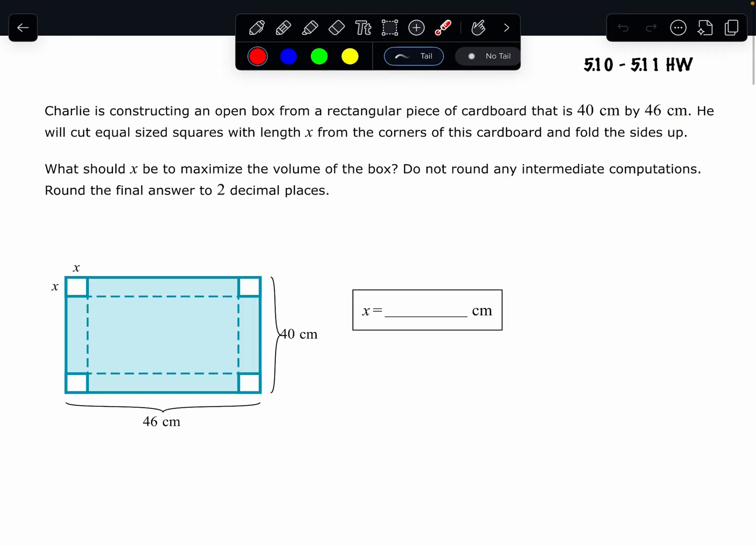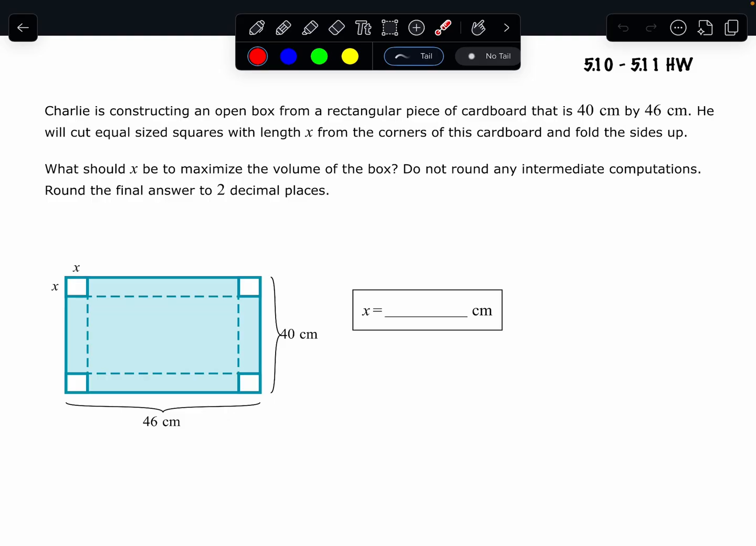So it's given us dimensions. We have 40 centimeters and 46 centimeters here. He will cut equal size squares, so these will be the same length. All of these squares right here are going to be equal length. So x, x, x, x. What should x be to maximize the volume? So how much should I cut in order to get the most volume possible in this cardboard?